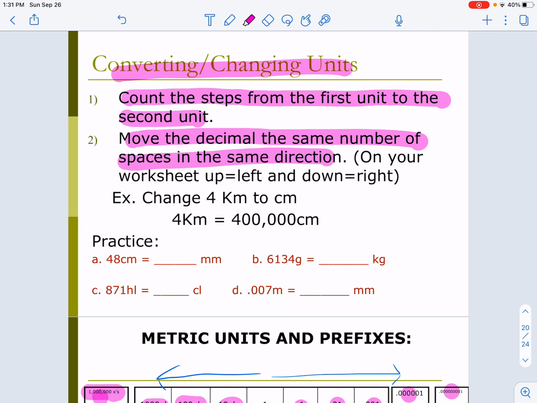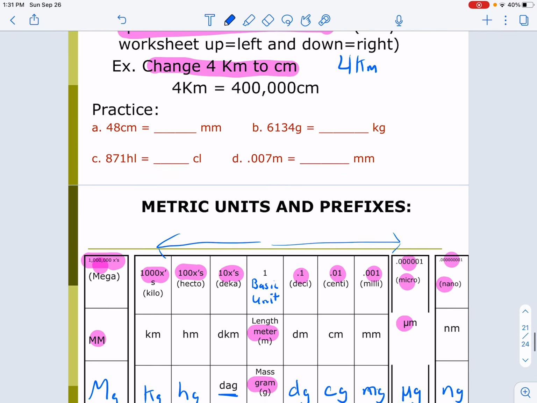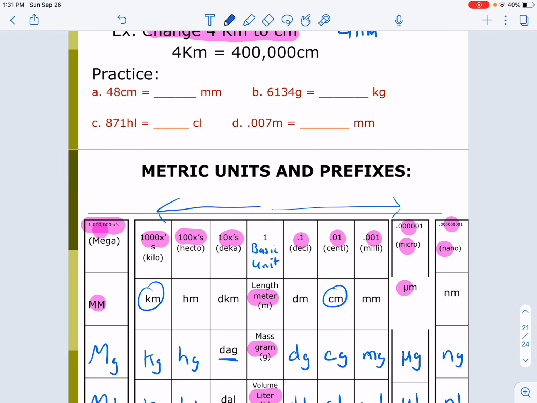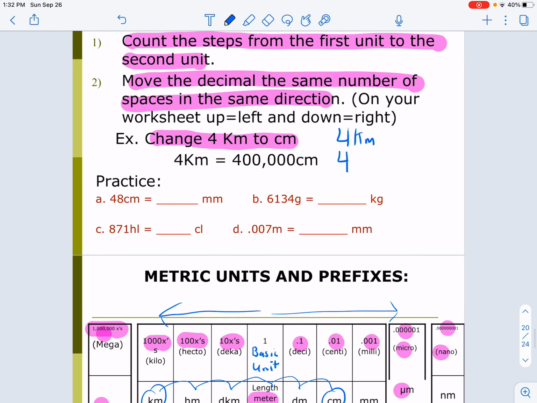So on our worksheet, we're going to do the following. I'm going to change 4 kilometers to centimeters. Here I am at kilometers, and I need to go to centimeters right over here. How many places do I have to move? 1, 2, 3, 4, 5. I need to move my decimal 5 places to the right. Well, where's the decimal for the number 4 kilometers? It's right behind it. So if I move it 5 places, 1, 2, 3, 4, 5, I put zeros in there. And we see that we have 400,000 centimeters, the answer that we got here.